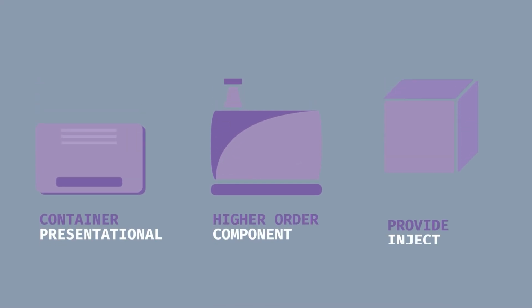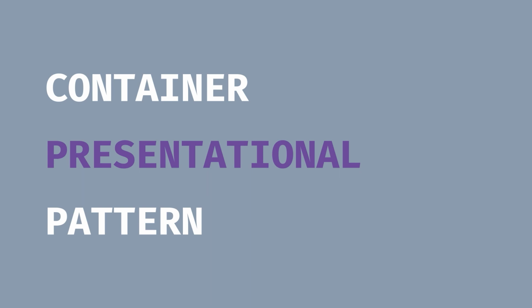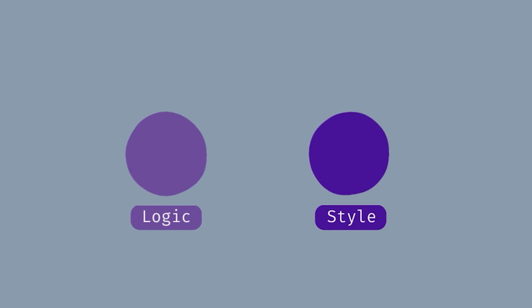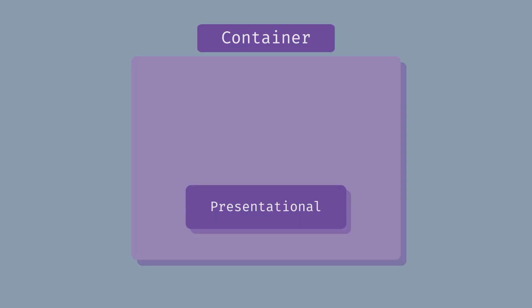I'm gonna leave you 3 view design patterns you can use in your code. Let's start with the container presentational pattern. Given the single responsibility principle, we ideally want our component's logic to be separated from its rendering layer. So if you need to display data from an API, you can split the tasks. The container component will fetch the data and pass it to a presentational component, which will handle how it's styled.